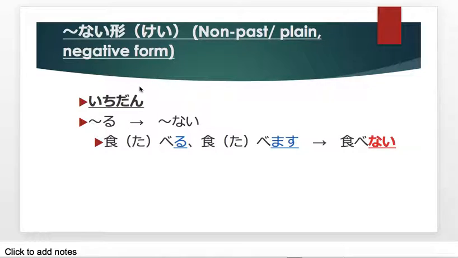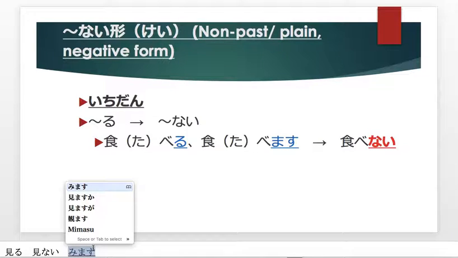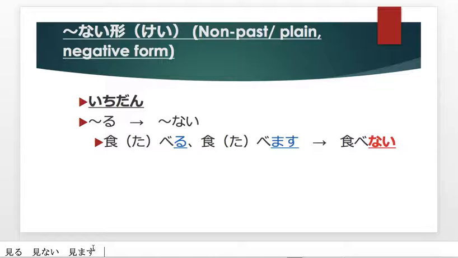So if we want to change the verbs into the negative plain form, this is what you need to do if it's an ichidan verb. We get rid of ru and we just add nai. So for taberu, to eat, remove the ru and you add nai. If it's in a mas form, you remove mas and you add nai. So let's take miru for an example, which is to see. Miru, we can change it to minai, which means to not see. If we have mimas, we remove the mas and we add nai, so it becomes minai.